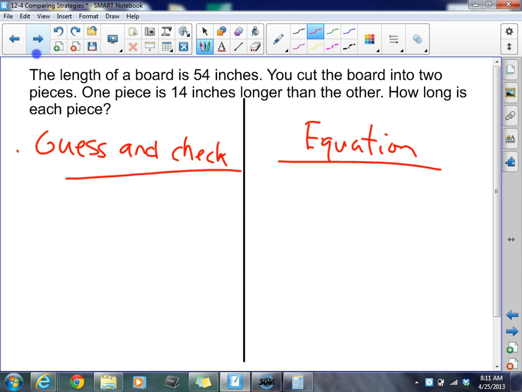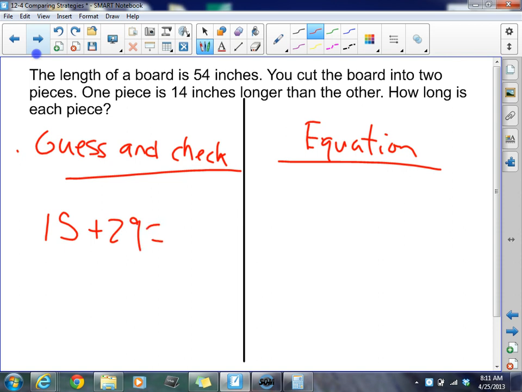One is 14 inches longer than the other. So let's just go ahead and guess some numbers. I'll say, let's do 15, and I need something that is 14 inches more than 15. So 15 plus, it's going to be 29. Okay, so 15 plus 29.